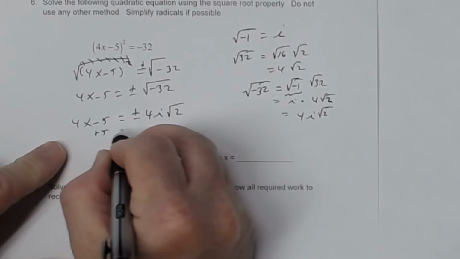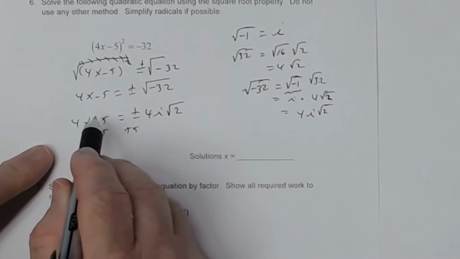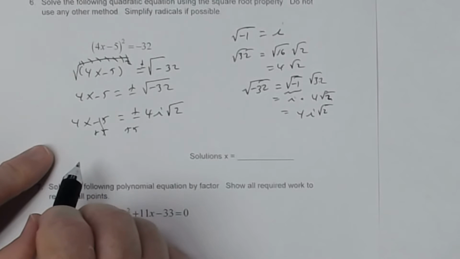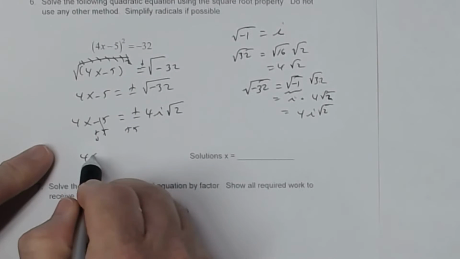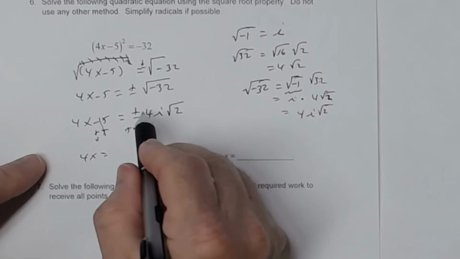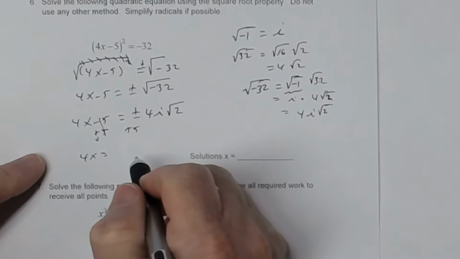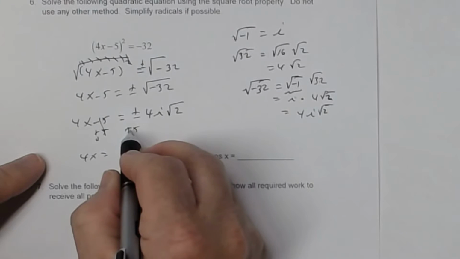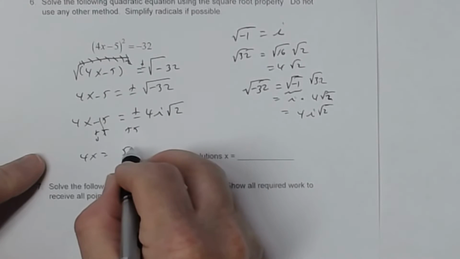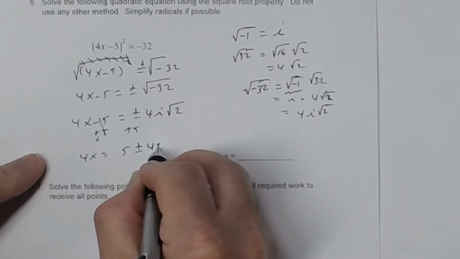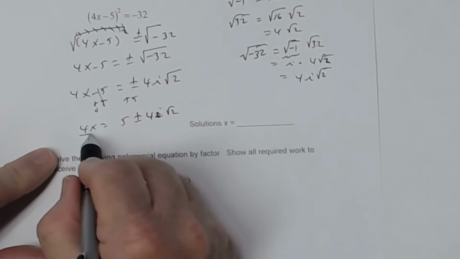So let's go ahead and add 5 to both sides, just like this. And combine like terms. The only terms I can combine on the left are the 5 and negative 5. When I combine those, I get 0. And so I get 4x equals. Now, notice that this term right here, 4i square root of 2, and 5 are not like terms. So the only way you can write this is to say 5 plus or minus 4i square root of 2. And then all you do is divide by 4, and you're done.